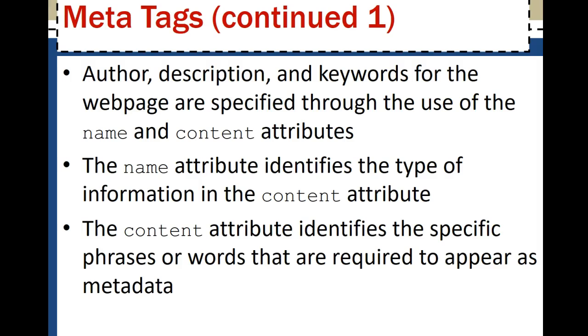UTF-8 is the preferred encoding standard for web pages. A lot of people use this meta tag. The meta tag also lets you specify the author, description, and keywords for the web page through the use of the name and content attributes. The name attribute identifies the type of information in the content attribute, and the content attribute identifies some words or phrases that are required to appear as metadata.